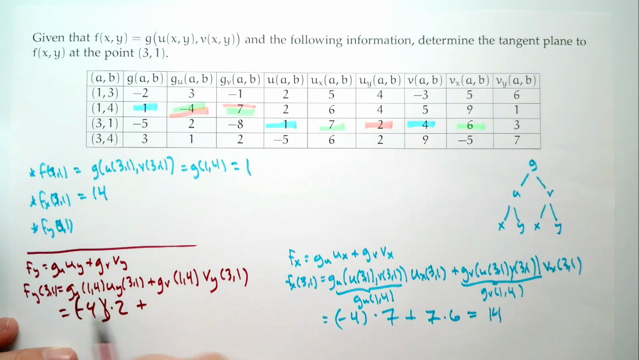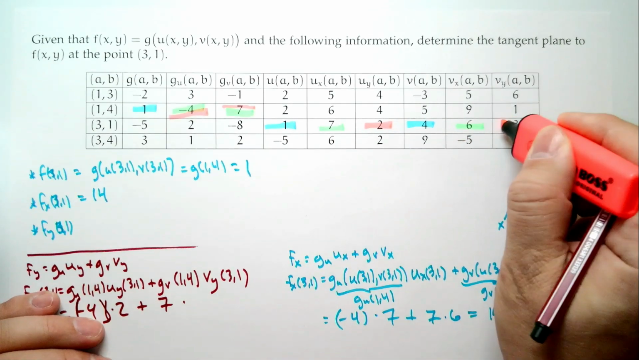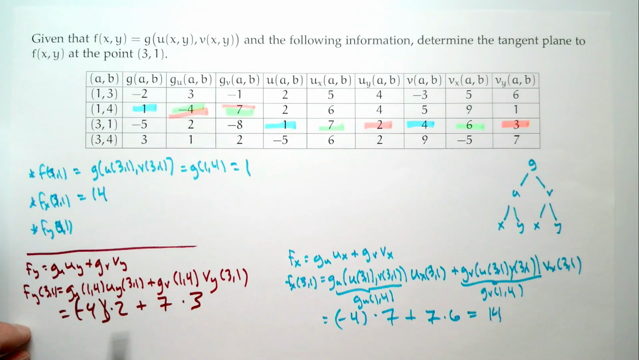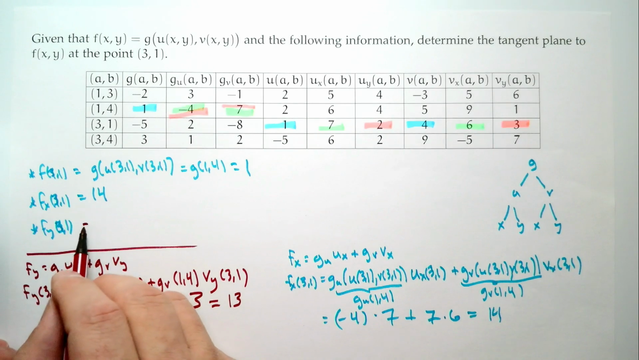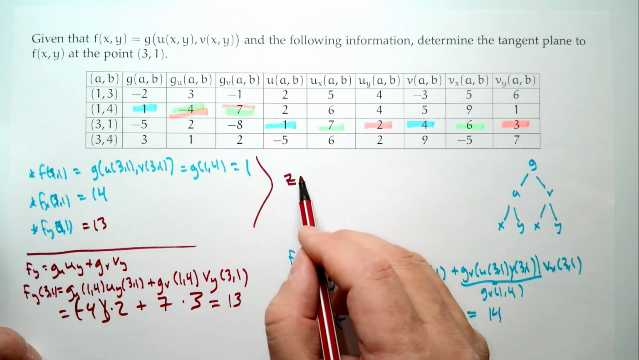That's a terrible parenthesis there. 7. And then v sub y at 3, 1. That's over here, and that is 3. So we're going to get negative 8 plus 21, which makes that 13. So this is 13.